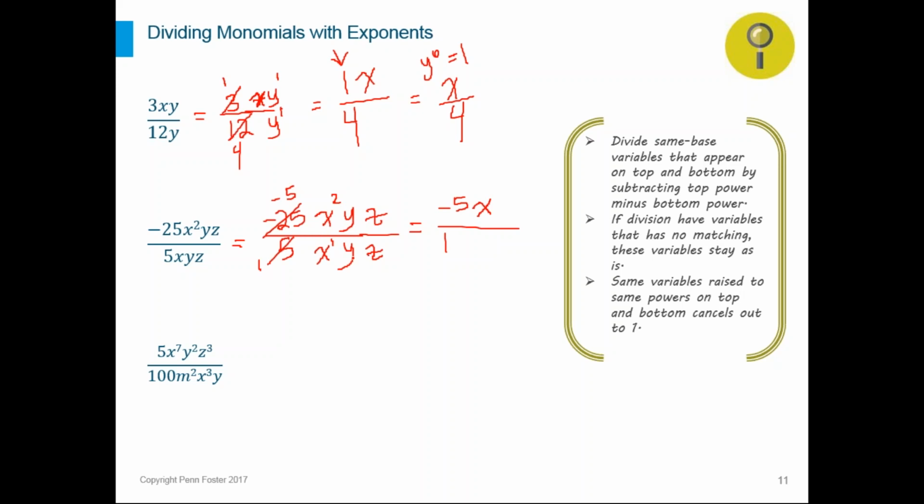Y over y, over itself. Y to the first divided by y to the first equals y to the power 1 minus 1, which is y to the 0 power, which is 1. So I'm not going to write anything for that. And the same thing with the z's. They just cancel out with a 1. We do not write 1 in algebra, so our final answer is simply negative 5x.